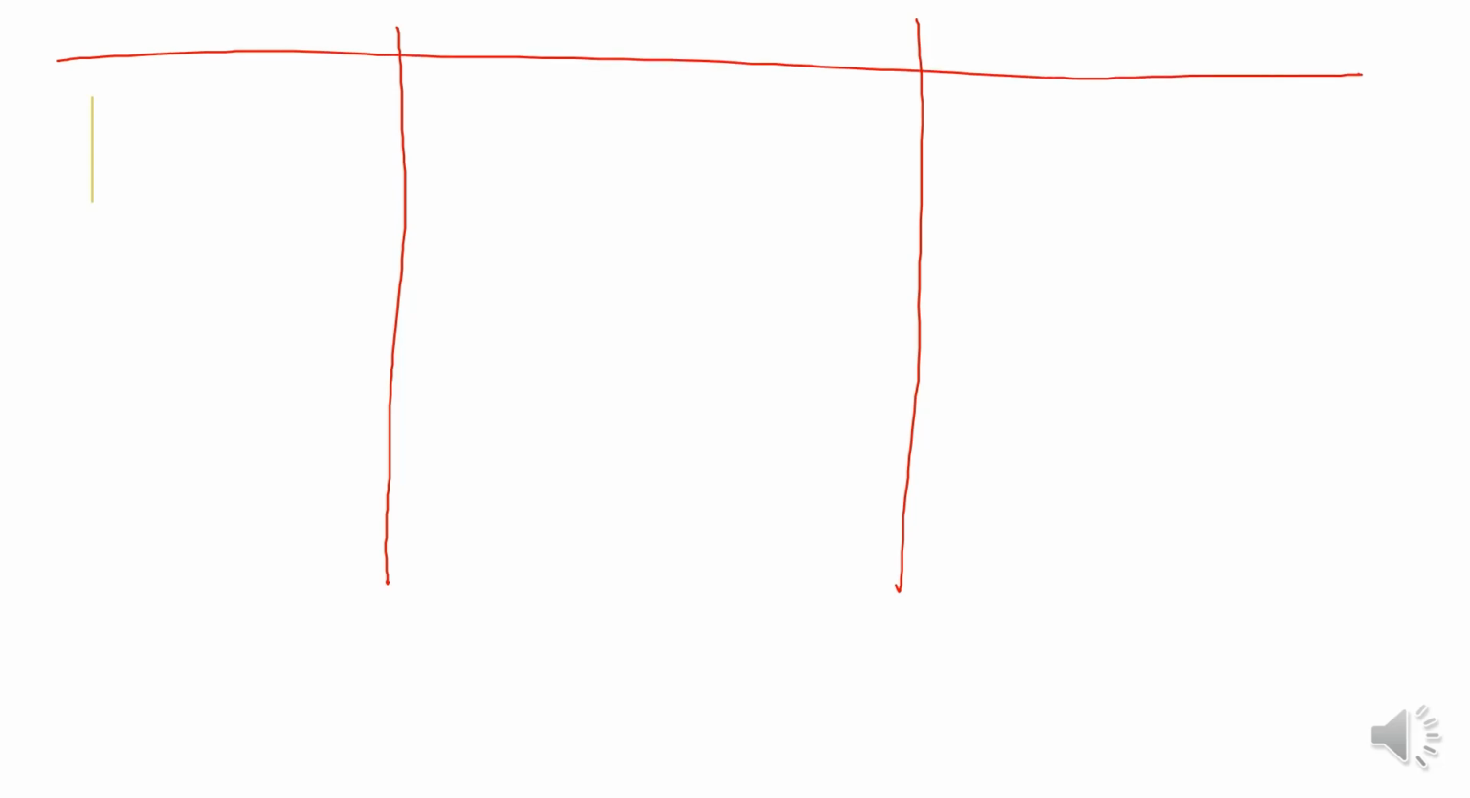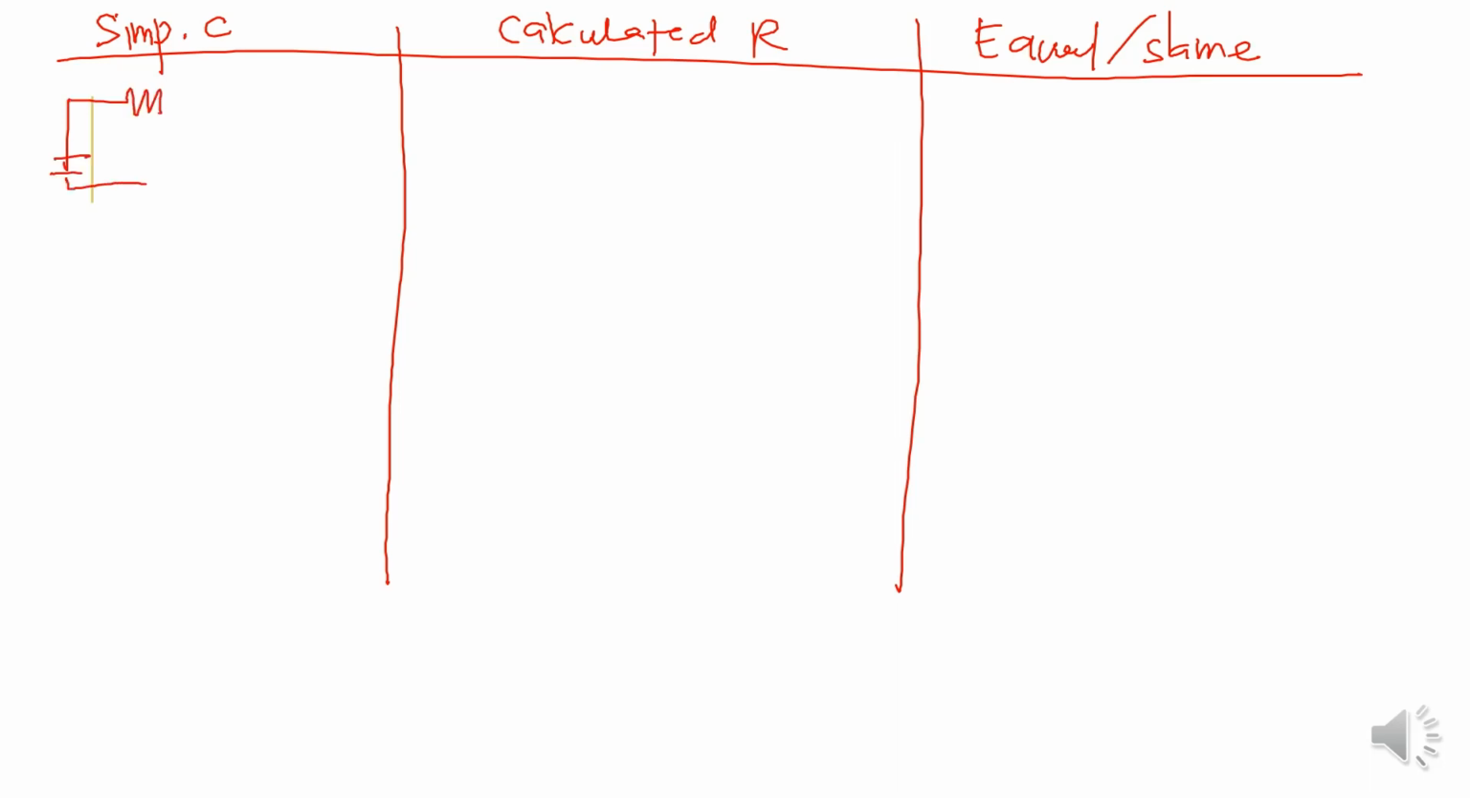Okay, kita selesaikan menggunakan kaedah table. Ini adalah simplified circuit. Ini adalah for calculated R, dan ini adalah equal or same. Okay, so kita tengok litar yang pertama, litar yang daripada soalan.